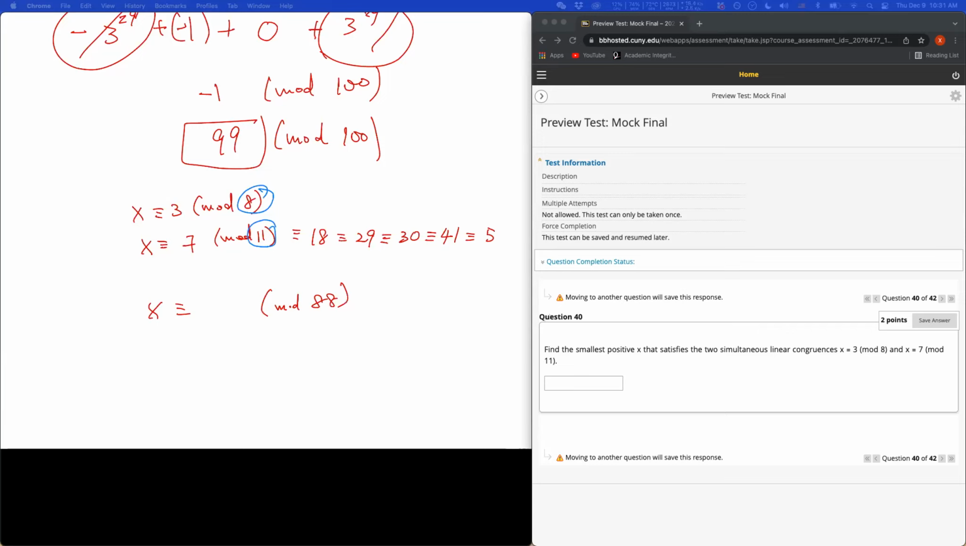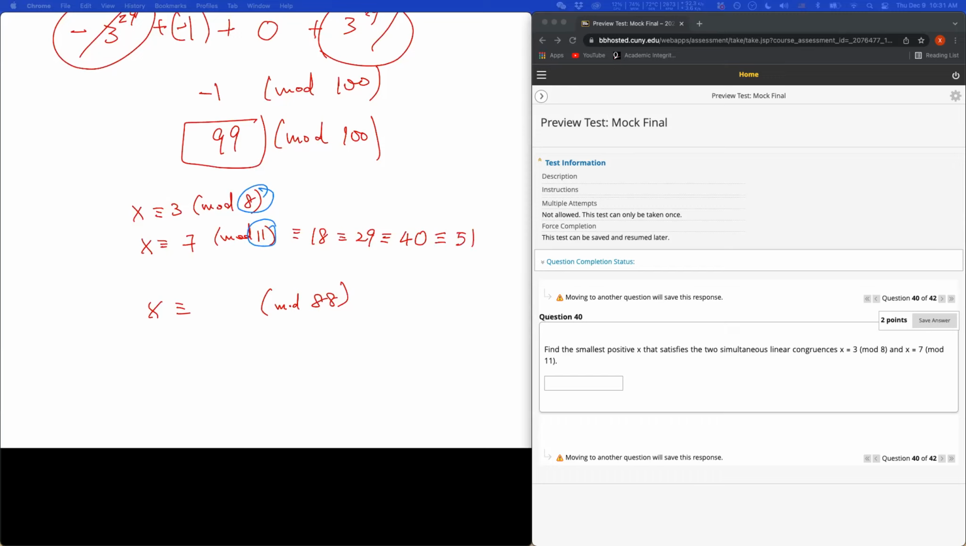Oh, I made a mistake here. 29 plus 11 will give you 40, not 41, and 40 does not work. So you keep adding 11.